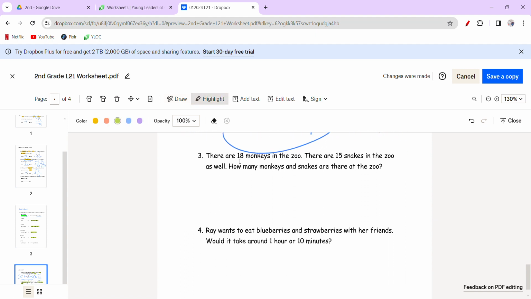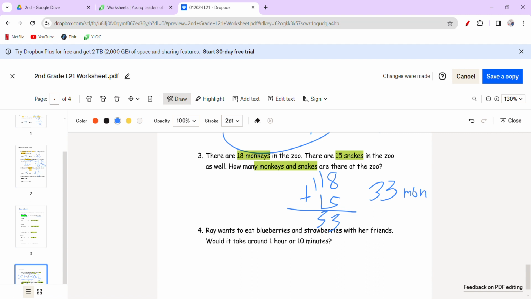Last question. There are 18 monkeys in the zoo. There are 15 snakes in the zoo as well. How many monkeys and snakes are at the zoo? So again, they want us to add, so we would add the 18 monkeys plus the 15 snakes. 8 plus 5 would be 13. 1 plus 1 is 2. 2 plus 1 is 3. So there are 33 monkeys and snakes in total.